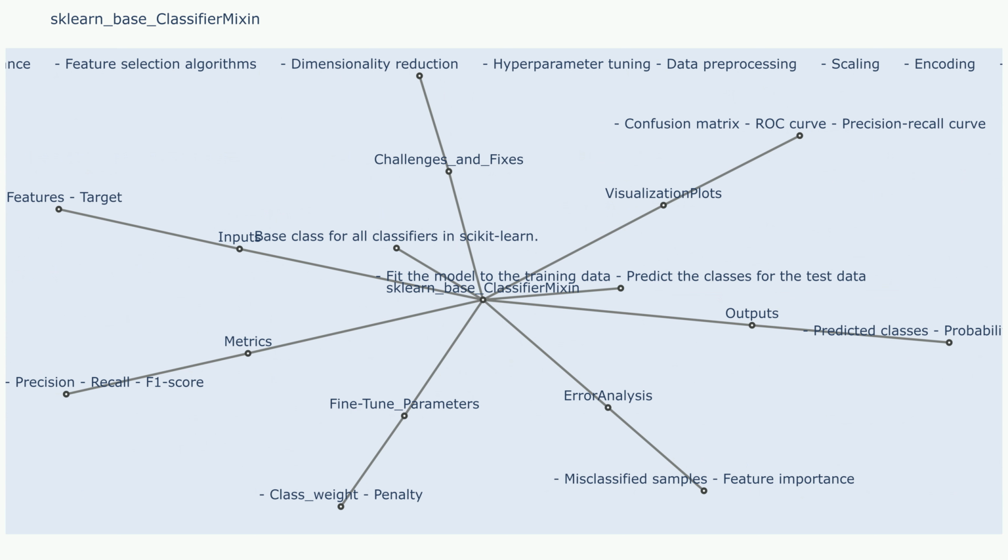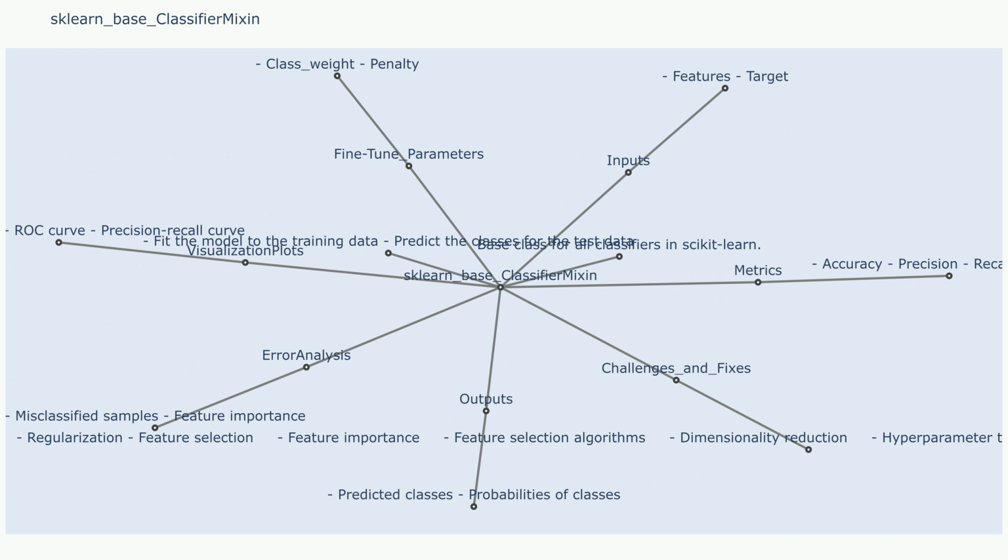Uncertainty methods. Confidence scores. Some classifiers provide confidence scores for each prediction, indicating the classifier's level of certainty about the predicted class.